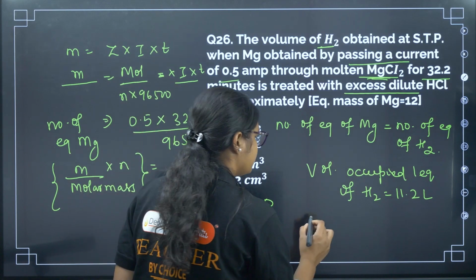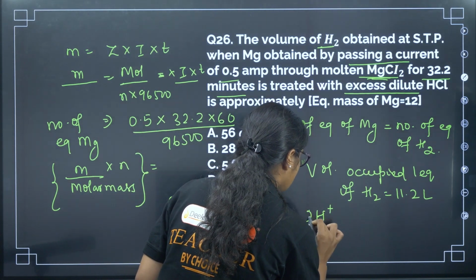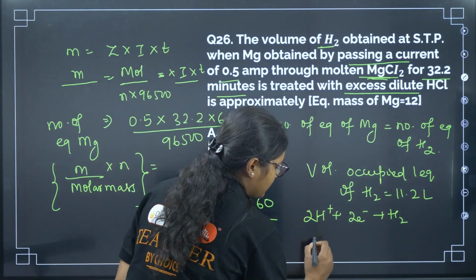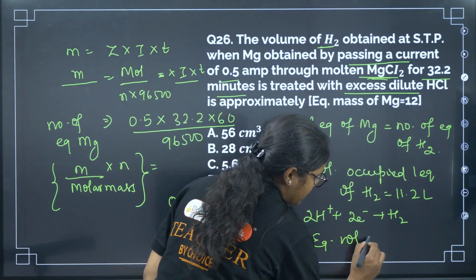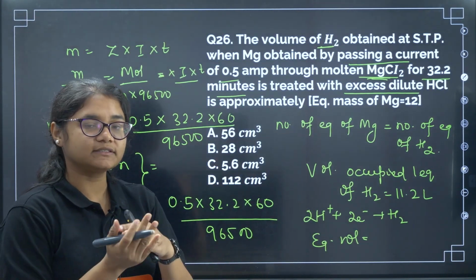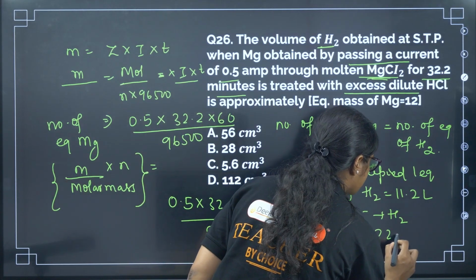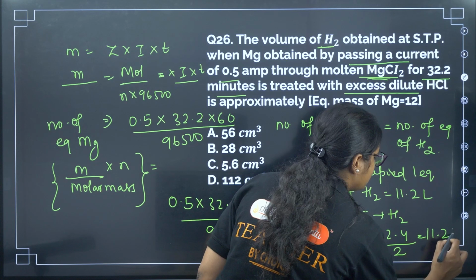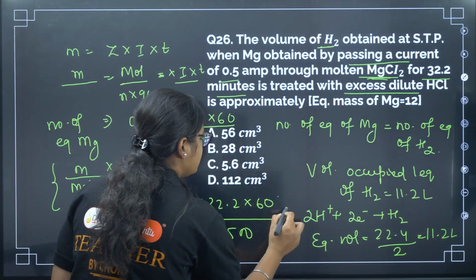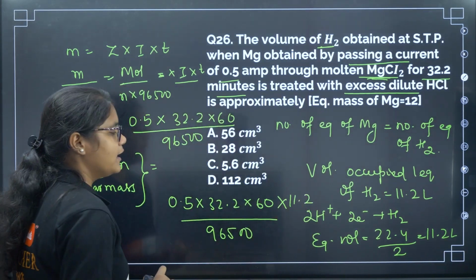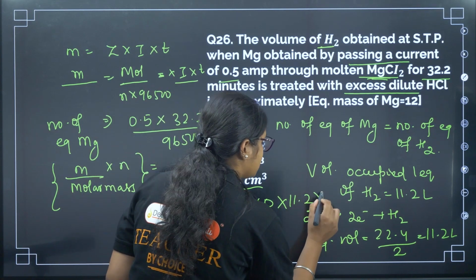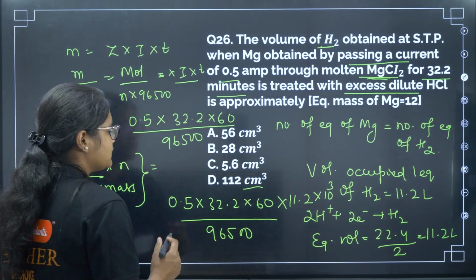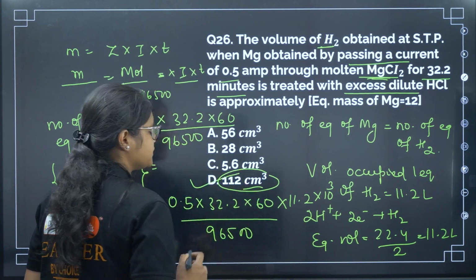If you have seen, the H2 reaction is 2H+ plus 2 electrons gives H2, right? So now if I want to calculate the equivalent volume, it will be molar volume by N factor. So what is the molar volume for hydrogen? It is always 22.4 liter. The N factor here is 2, so we'll get 11.2 liter. So this value into 11.2 you have to do. Then the units are in centimeter cube, so just multiply with 10 to the power of 3 to get in terms of ml. So the correct answer will be here 112, that is option number D.